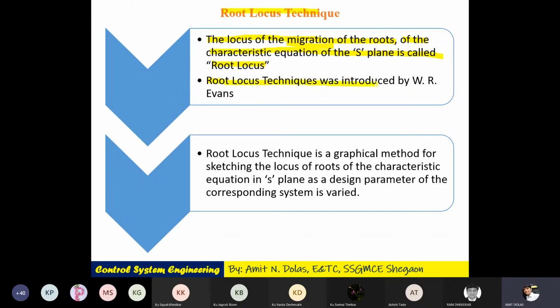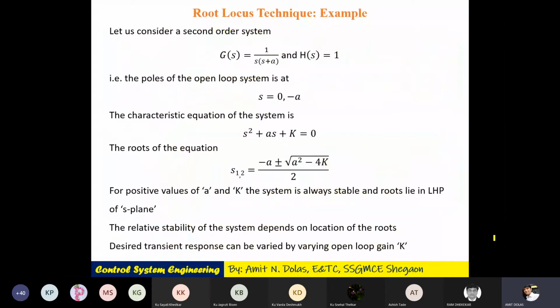The root locus technique was introduced by W.R. Evans, and there is a set of rules, or construction rules, of Evans that will be learned later on. The root locus technique is a graphical method for sketching the locus of roots of the characteristic equation in the S-plane as a design parameter of the corresponding system is varied. So this is some theoretical background.